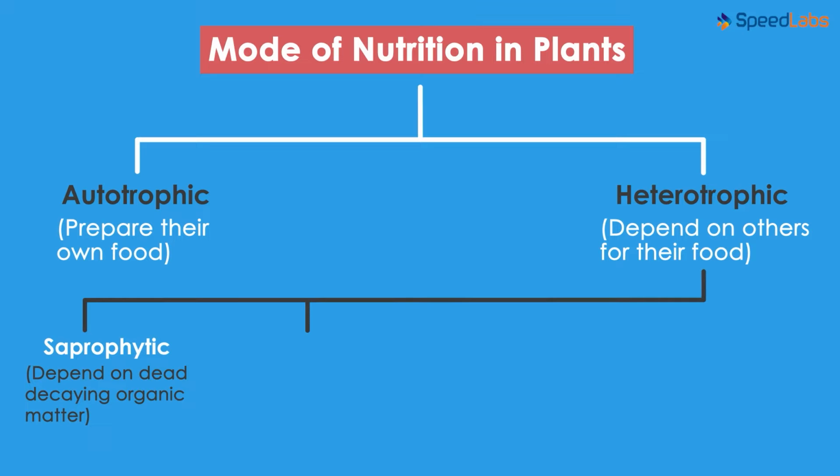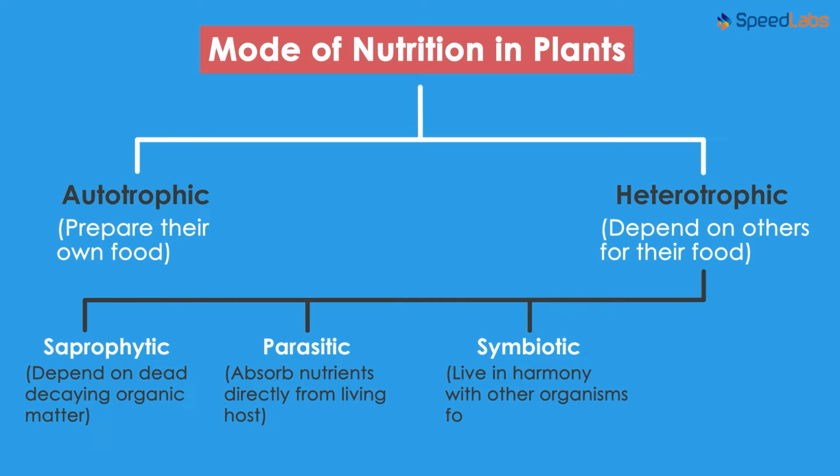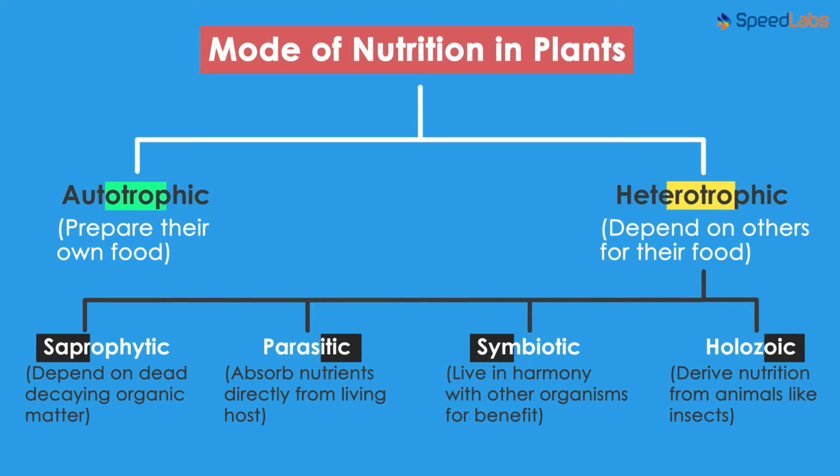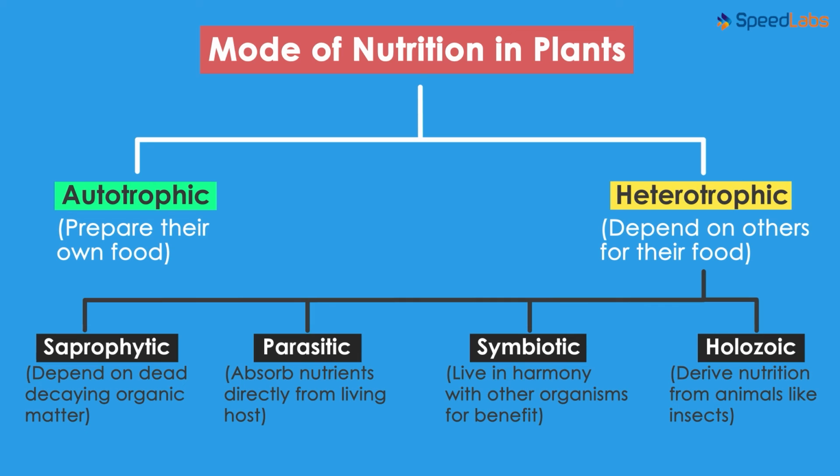The second type was the parasitic mode, in which the non-green plants could absorb nutrients from a living host, usually by harming it. The third type was the symbiotic relation, in which two different organisms live in harmony to benefit each other. And now the last type is where we saw the Holozoic mode of nutrition in plants as well: the insectivorous plants that derive nutrition from small animals like insects. This was a look at the various types of nutrition seen in a variety of plants.